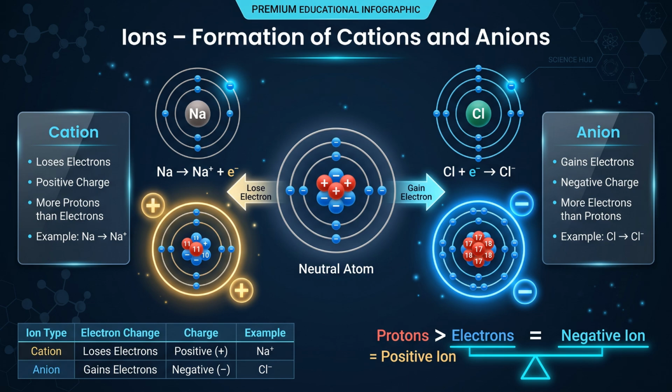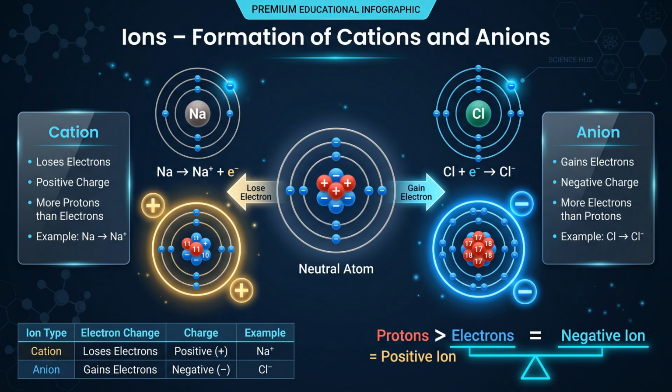However, when an atom gains or loses electrons, this balance is disturbed. The number of protons remains the same because protons are tightly bound inside the nucleus and do not change during ordinary chemical reactions. Only the number of electrons changes. As a result, the atom becomes electrically charged and is called an ion.